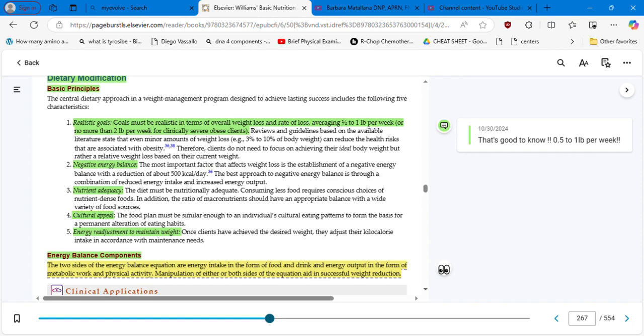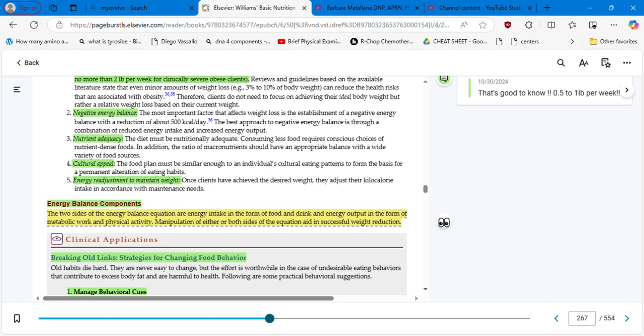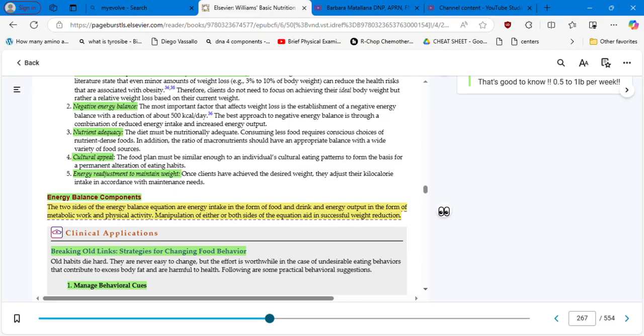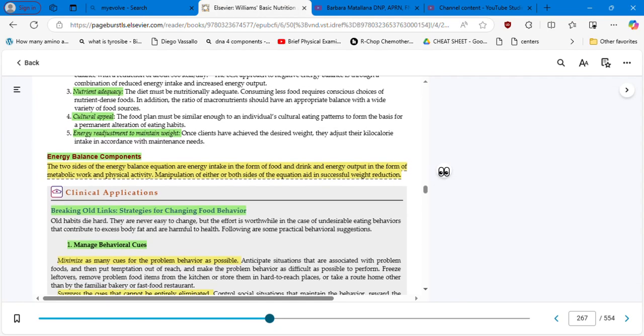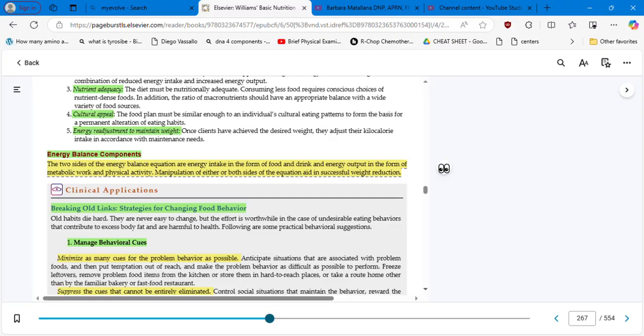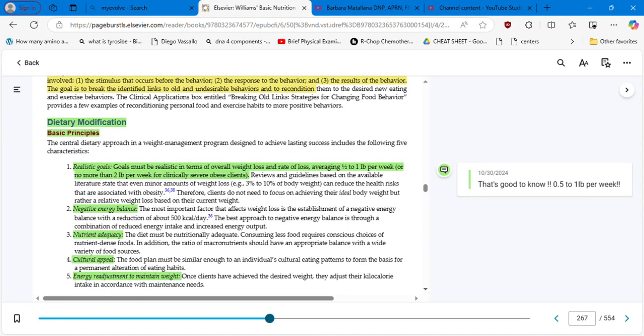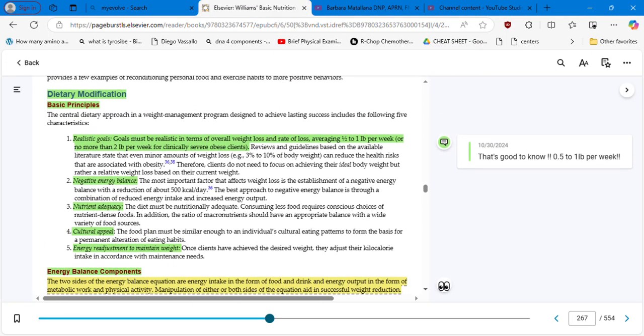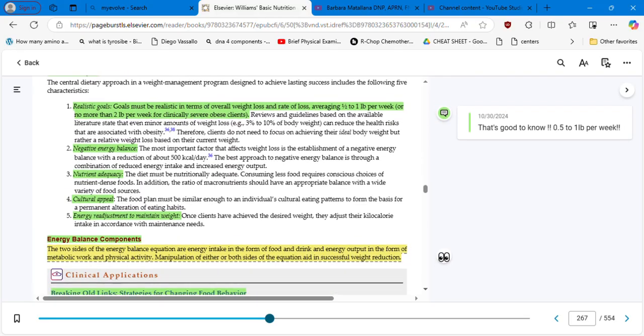Number two, negative energy balance. Number three, nutrient adequacy. Number four, cultural appeal. That's also extremely important. The food plan must be similar enough to an individual's cultural eating patterns to form the basis for a permanent alteration of eating habits. And then energy readjustment to maintain weight. So those are the basic principles of the dietary modification, okay?